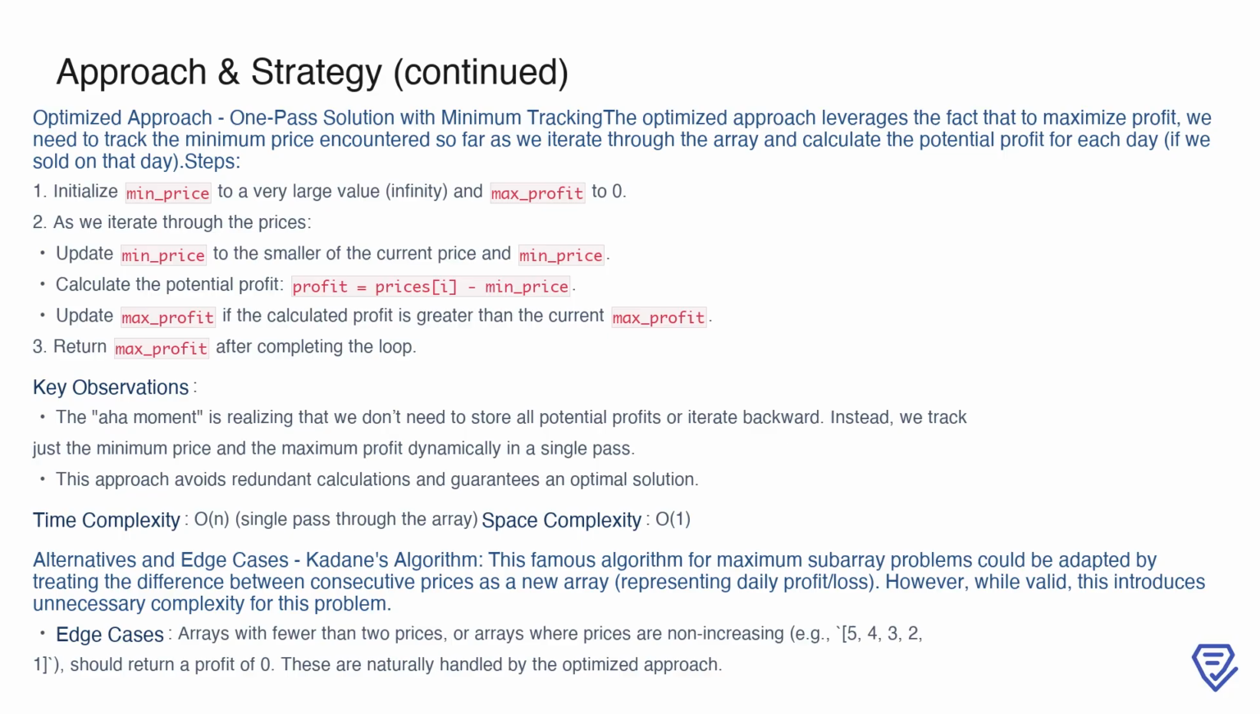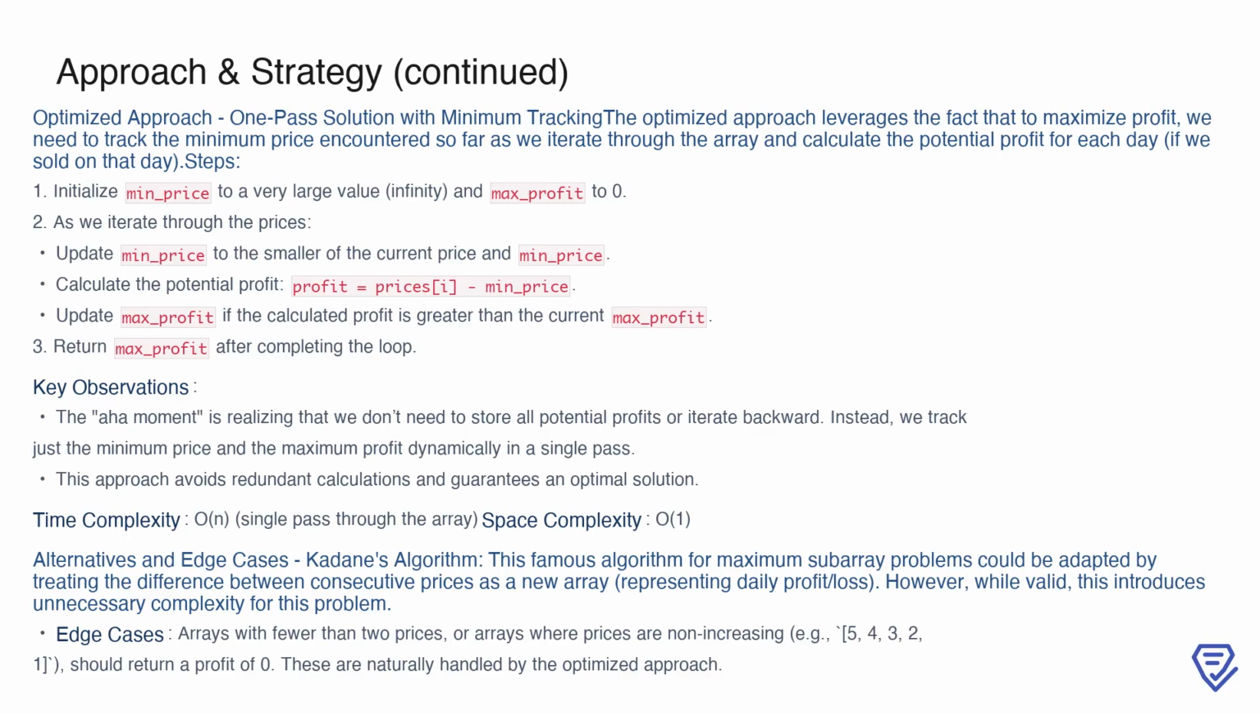We start by initializing min_price to a very large value, like infinity, and max_profit to 0. For each price in the array, we update min_price to the smaller of the current price and the previously stored min_price. Then, we calculate the potential profit as the difference between the current price and the min_price. If this potential profit is greater than the current max_profit, we update max_profit. By the end of the loop, max_profit holds the maximum possible profit.